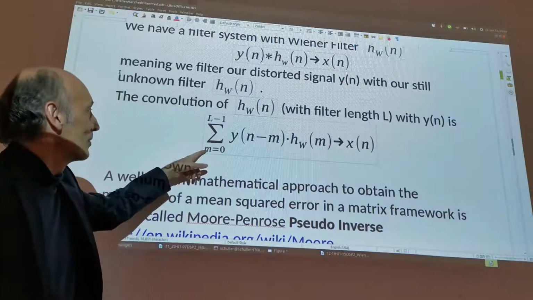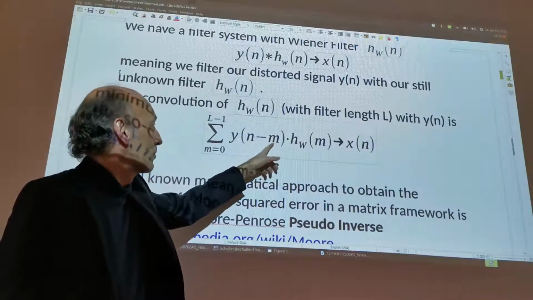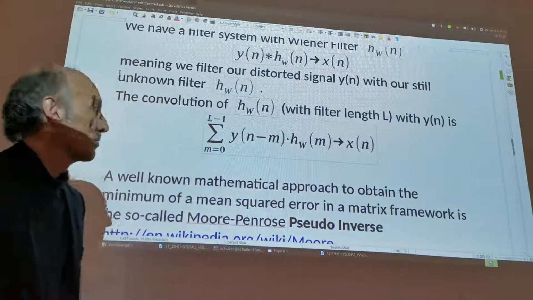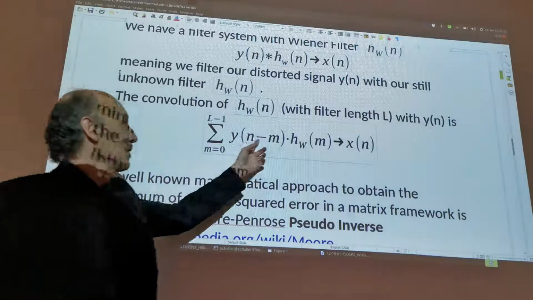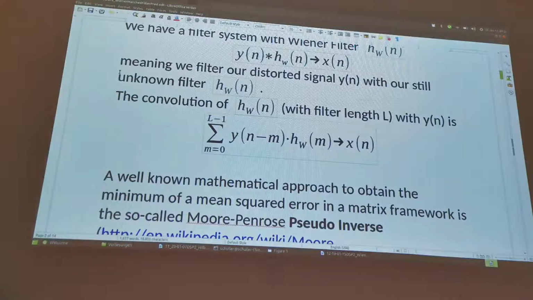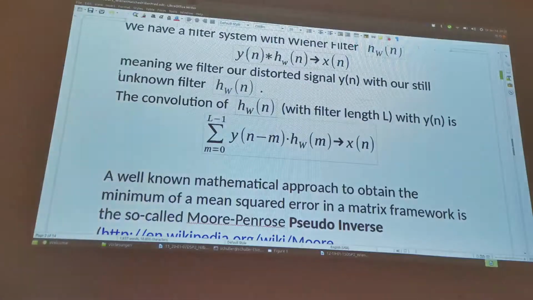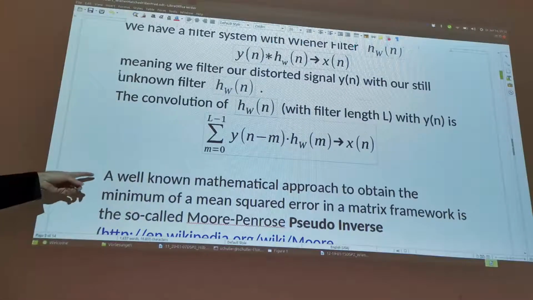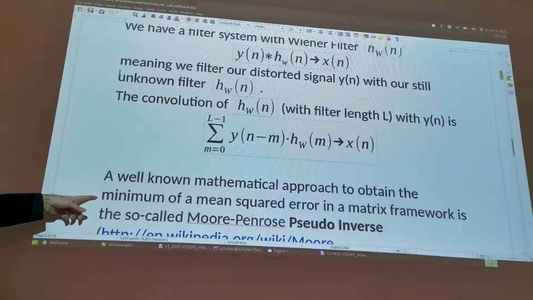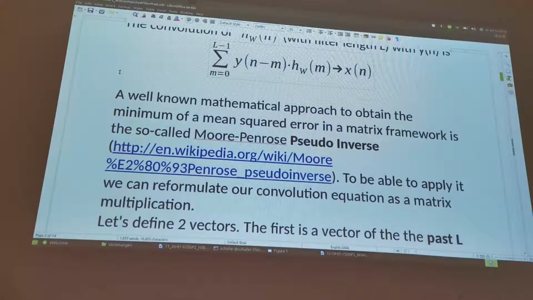Here you can see m is the sum index. m goes down by 1 in the first argument and goes up in the second argument. So this minus m plus m is always a sign that this is a convolution. So the result here should be as close as possible to x. Yeah, and a well-known mathematical approach to obtain the minimum of a mean squared error in the matrix framework is the so-called Moore-Penrose pseudo-inverse. Right.